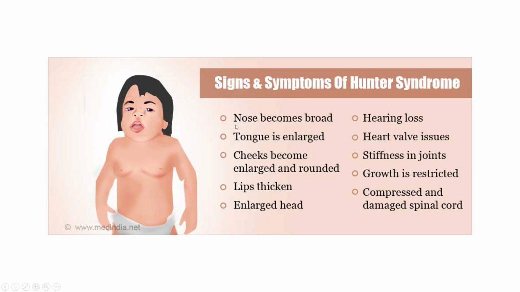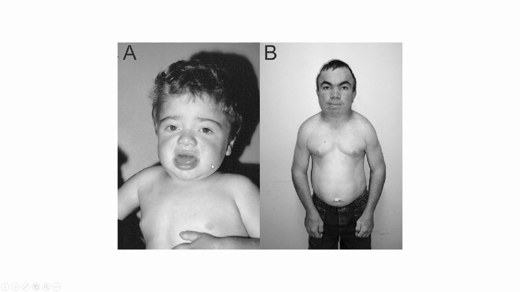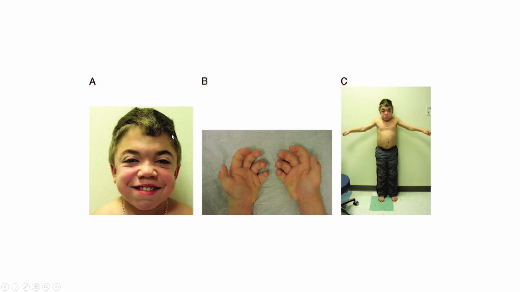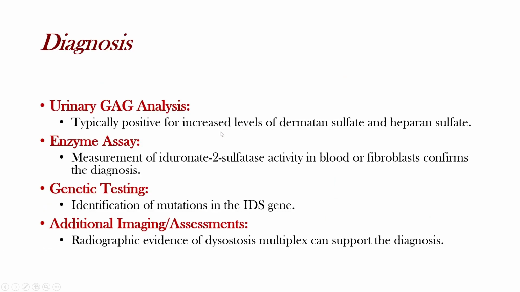So these are the signs. The nose becomes broad, the tongue is enlarged, the cheeks become enlarged and rounded, the lips will thicken, enlarged head, hearing loss, heart valve issues, stiffness in the joints, growth is restricted, so failure to thrive, and compressed and damaged spinal cord. So this is a picture of the people with the syndrome. This is another one, and this is another one.